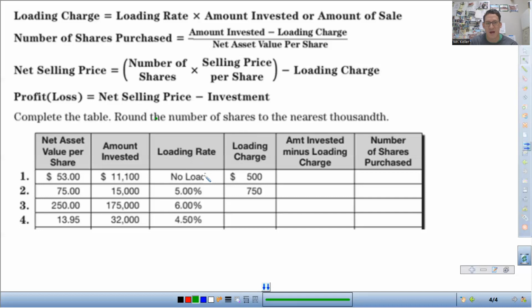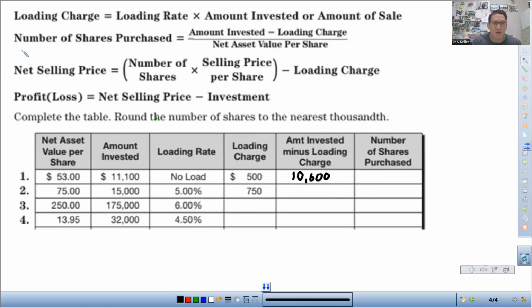Like this first one does not have a load. There's no loading rate. It's just a flat loading charge. So here, amount invested minus loading charge. That's simple. You just need to do the amount invested minus the loading charge. So 11,100 minus 500. That's going to be 10,600.